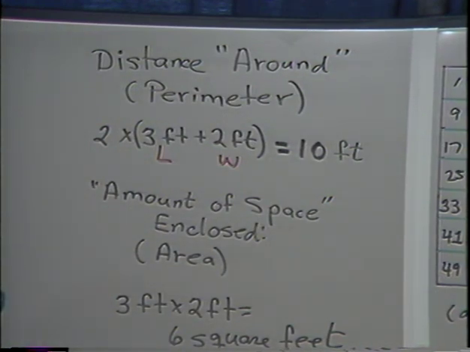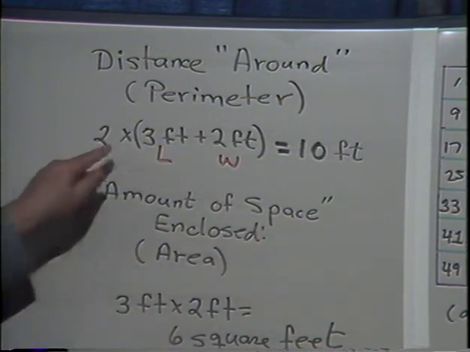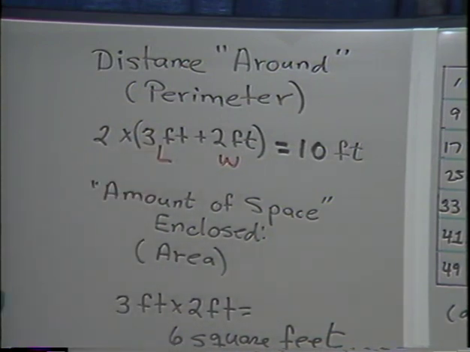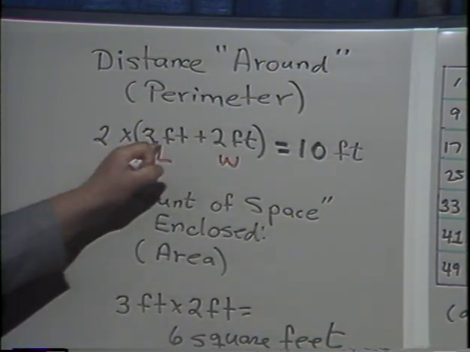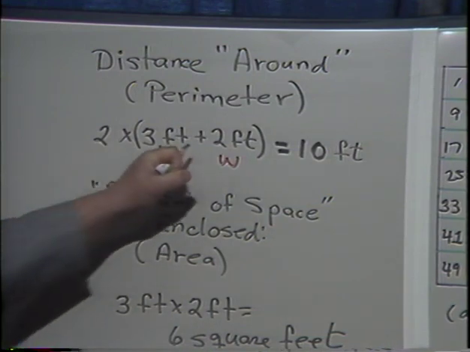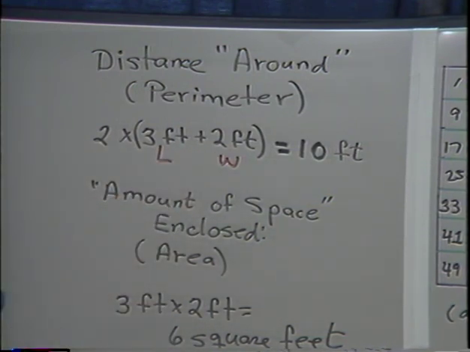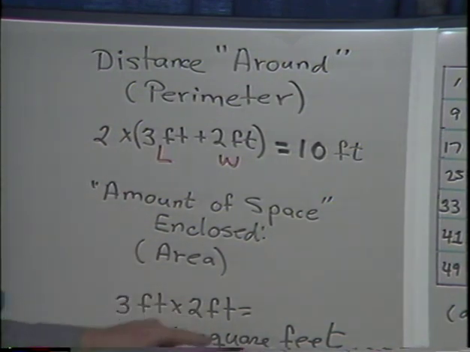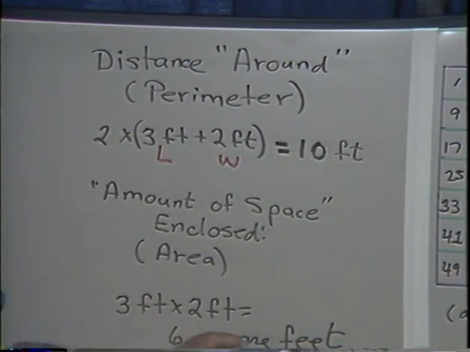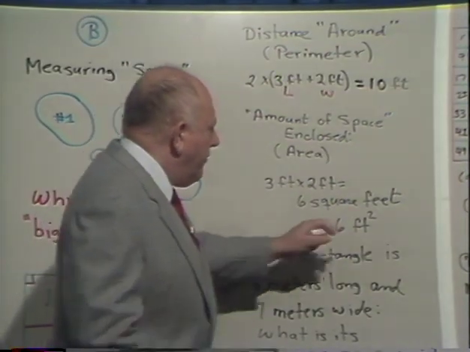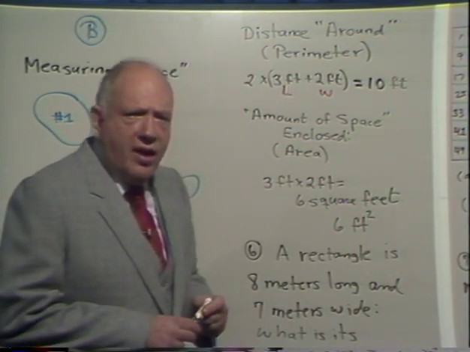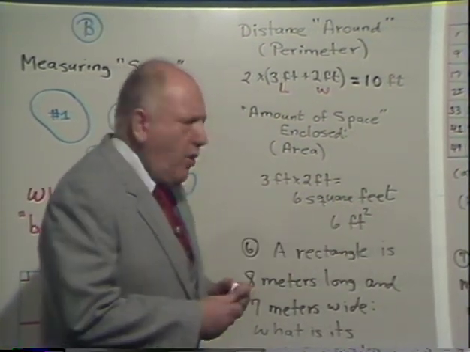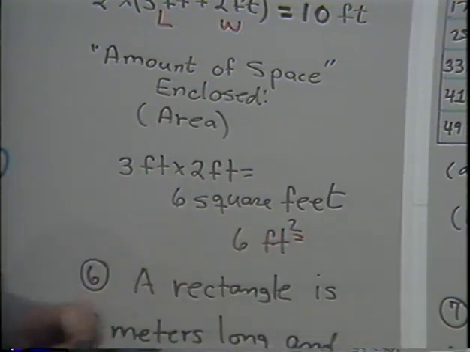Some people say, well, couldn't you take the length twice and the width twice? That's precisely your distributive property. See, I could say, it's 2 times 3 feet, which is 6 feet, 2 times 2 feet, which is 4 feet, and 6 plus 4 is 10. The amount of space enclosed is 3 feet times 2 feet, and do you see how you get the answer? 3 times 2 is 6. Feet times feet are square feet. And the way we write that is with the exponent 2. Scientists write square feet this way to remind them that in this problem, you're multiplying feet by feet.